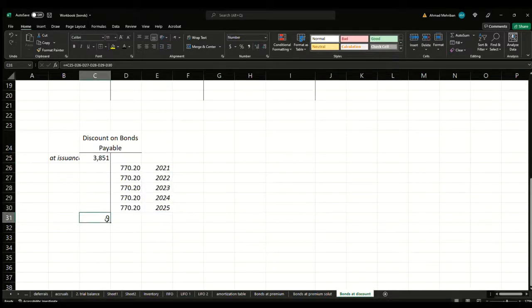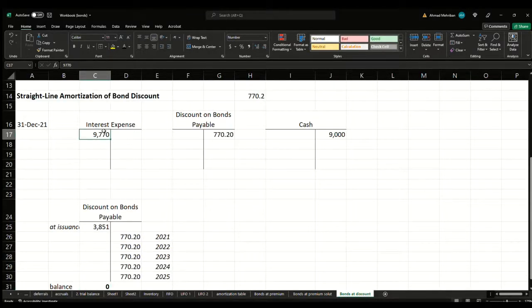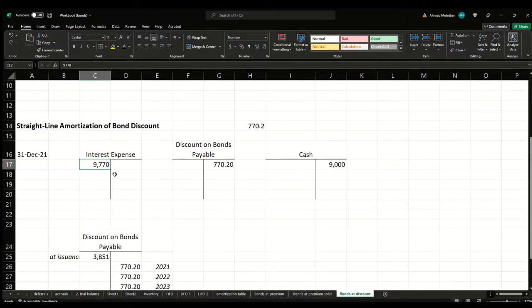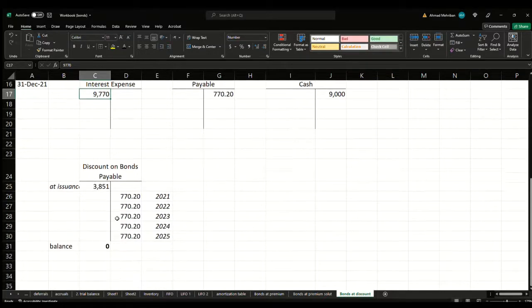So the balance by the end of the period, by the end of December 2025, is going to go down to zero. Our expense, on the other hand, is going to be the opposite of our premium case, where the interest expense goes down. Our interest expense in this case is going to increase. So we have to compensate for that discount that we sold it for, and that's why our interest expense is going to increase.